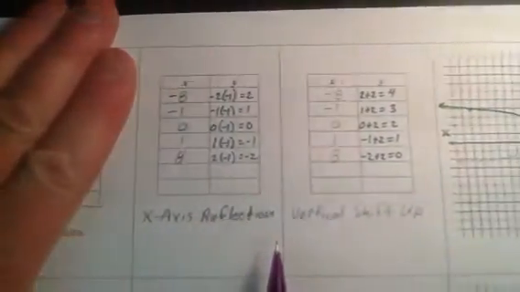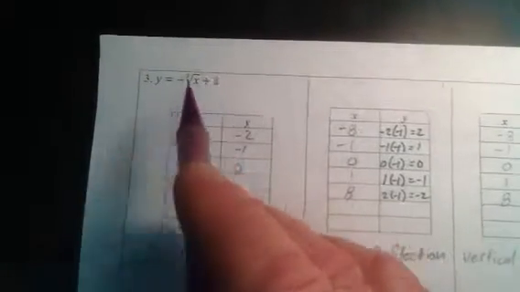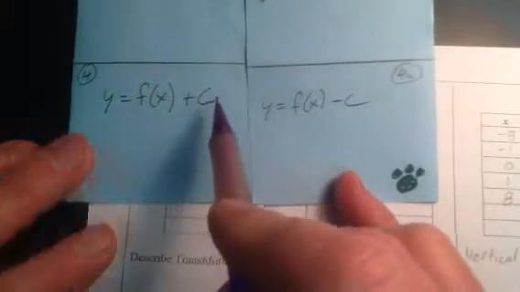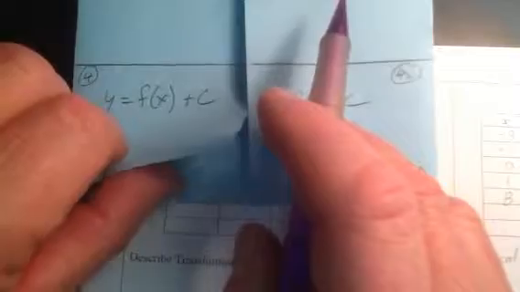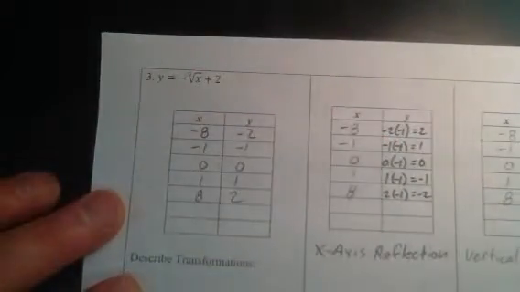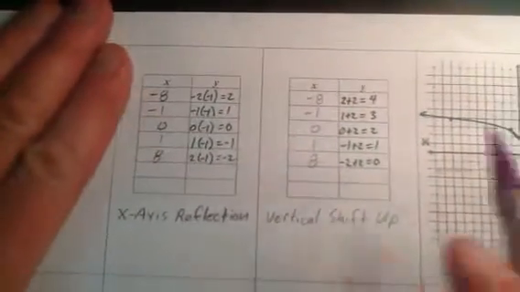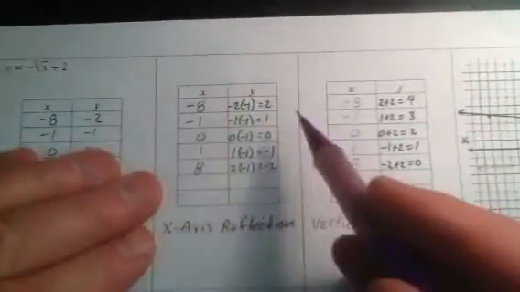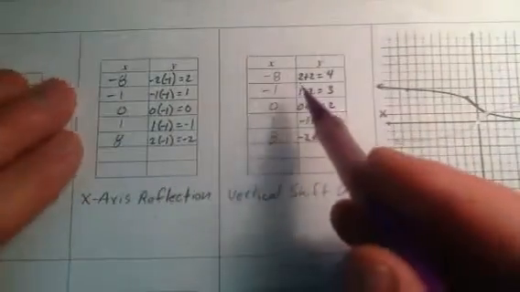And what does it say to do now? Well, I go back and look in my foldable. It's right down here at the bottom. I'm adding something to my parent function, so I'm going to add that value to all the values in my t-table. All right, so this is the t-table I'm going to be working with, and it says I need to add 2 to these values, and that's exactly what I'm going to do.